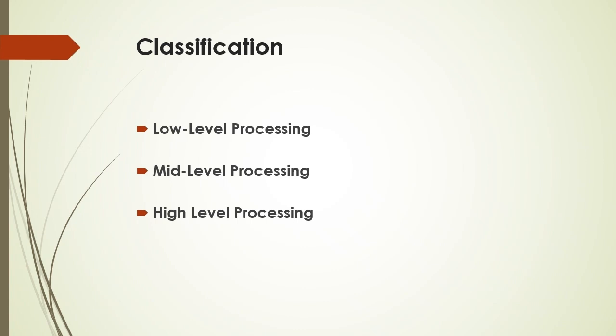Next comes high level processing. High level processing involves making sense of an ensemble of recognized objects, and the cognitive tasks associated with computer vision. Here, high level processing has a greater sense of complexity when compared to the previous two, low level processing and mid level processing.